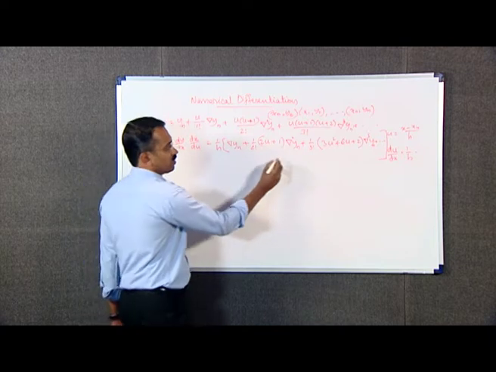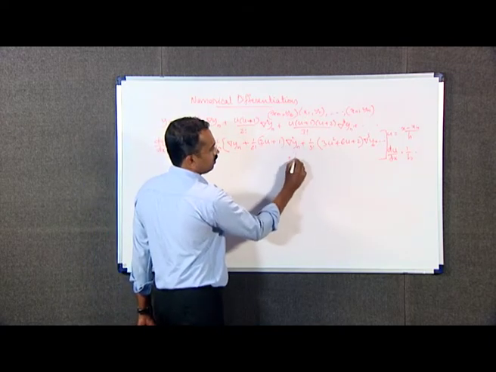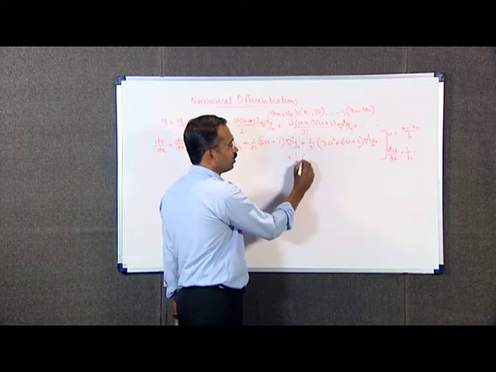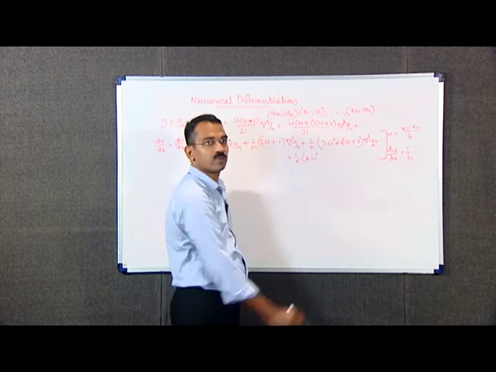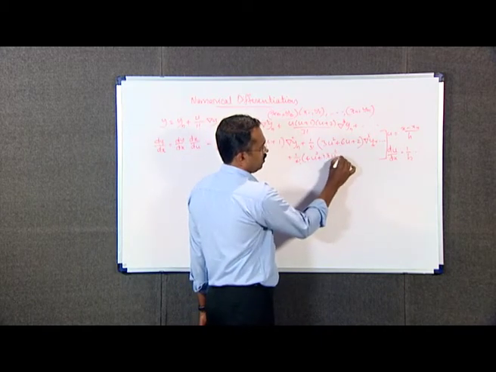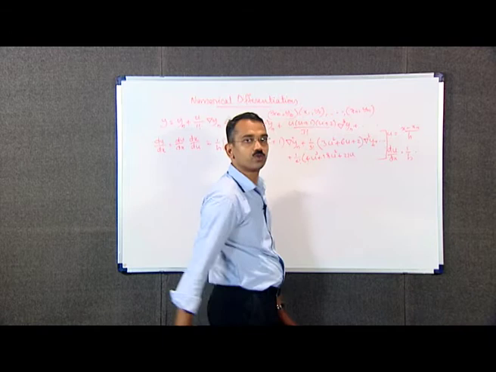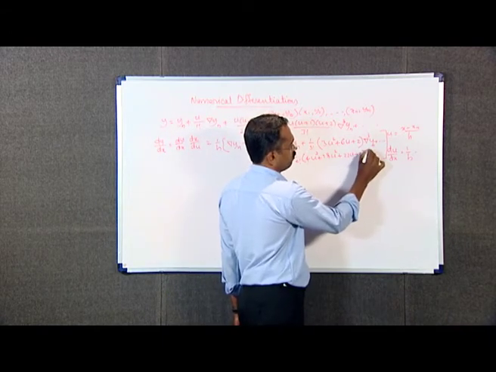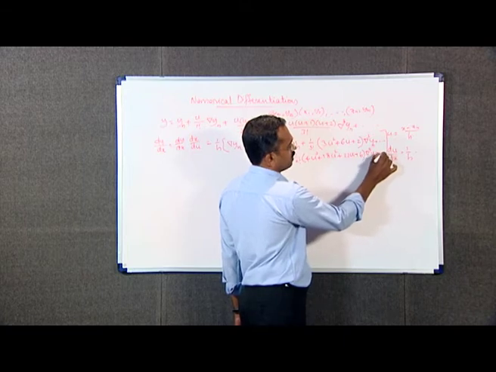The next term is plus 1 by 4 factorial into 4u cube plus 18u square plus 22u plus 6 into del raised to 4 yn plus etc.